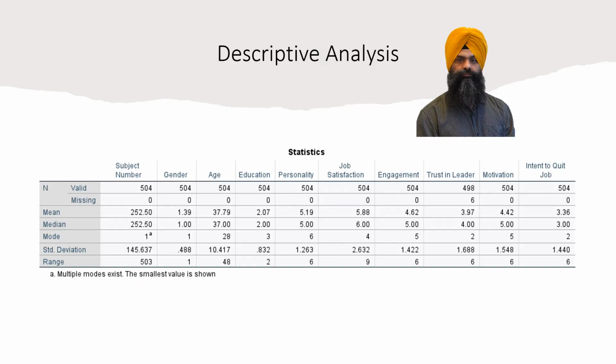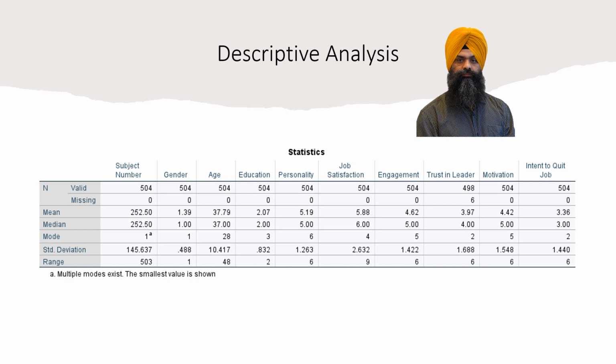The provided data represents statistics pertaining to a sample group consisting of 504 individuals. Variables include subject number, gender, age, education, personality, job satisfaction, engagement, trust in leader, motivation, and intent to quit job. All variables have complete data except for trust in leader, with 6 missing values.